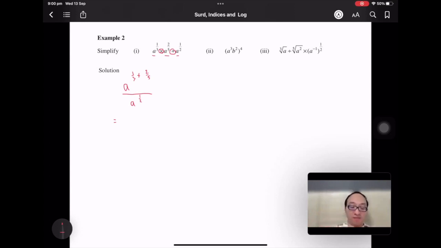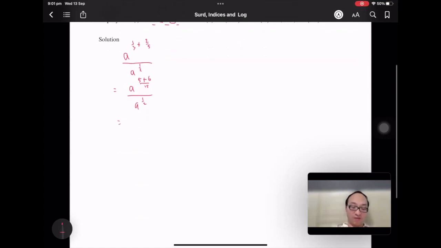simplify. The top one, a to the power of 1 over 3 plus 2 over 5. So we can combine it into over 15. So 5 plus 6, so it's 11 over 15. Yeah, this is 5 plus 6, so 11 over 15, over a half. So a to the power of 11 over 15, over a half.